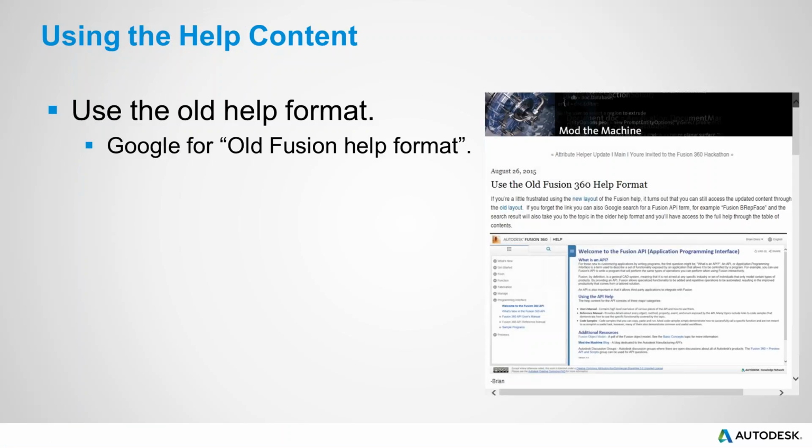It just works better. And a way to get to the new help format, if you're inside Fusion and go to help, is that it'll take you to the new help format. But to get to the old help format, an easy way is if you just Google for old Fusion help format, and the first link that'll come up is a link to this Mod the Machine blog post that I made, and that'll have a link to the old layout, the old format. And once you go there once, you could create a favorite for it, so then it's quick and easy to get to after that.